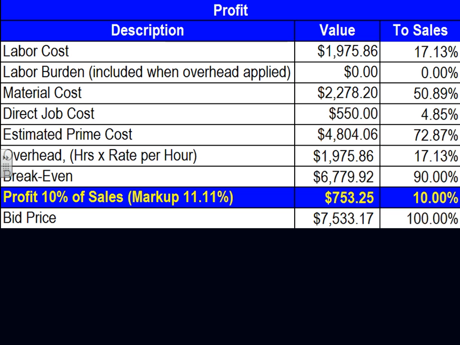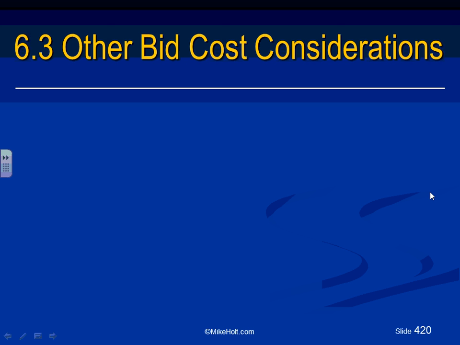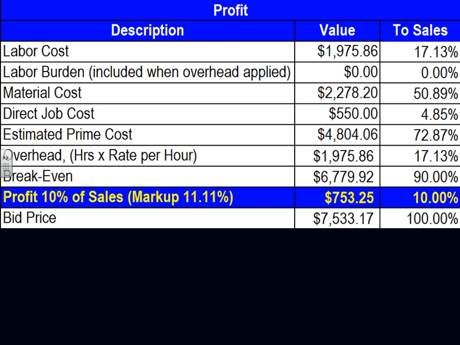Okay, so that's probably the most important thing. So here you go. We want 10% profit on this value, right? 10% on the sale. If I need 10% on the sale, so 10% on 7,533 will get you $753, right?